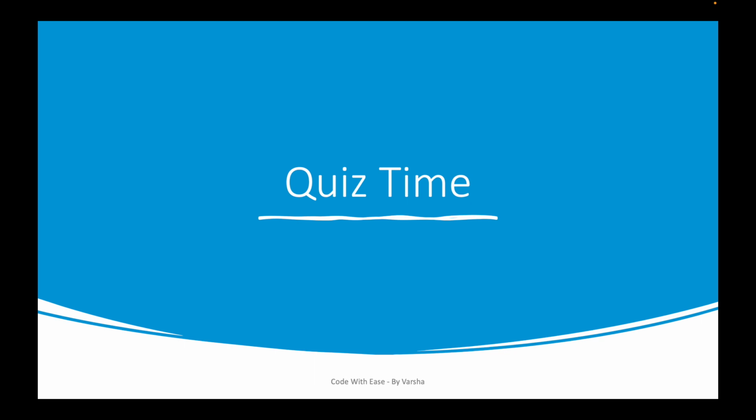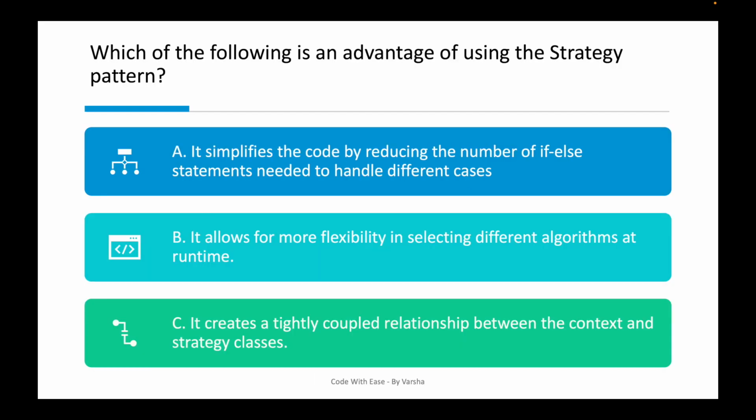So time for the quiz. The first question is, which of the following is an advantage of using the strategy pattern? It simplifies the code by reducing the number of if else; it allows for more flexibility in selecting different algorithms at runtime; or it creates a tightly coupled relationship between the context and the strategy classes. You can comment down your answers for the questions that we have in the quiz below.